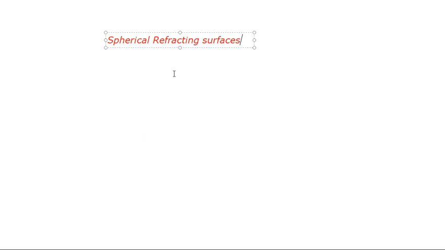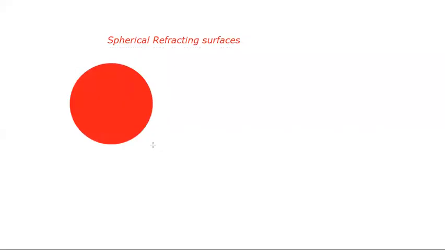Like for example, if I draw a sphere, right? This is a sphere, and I open a part of that sphere. So this is a spherical refracting surface.